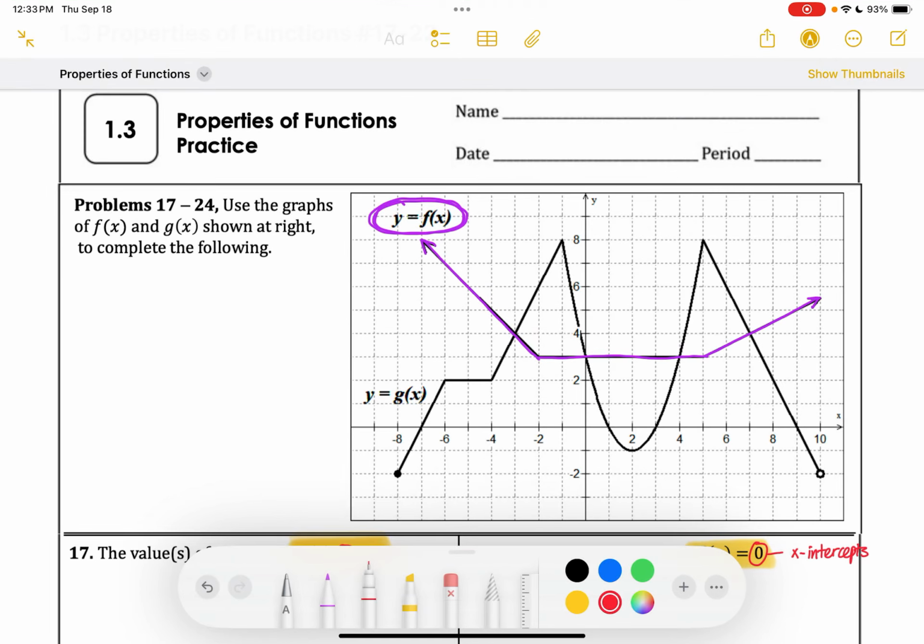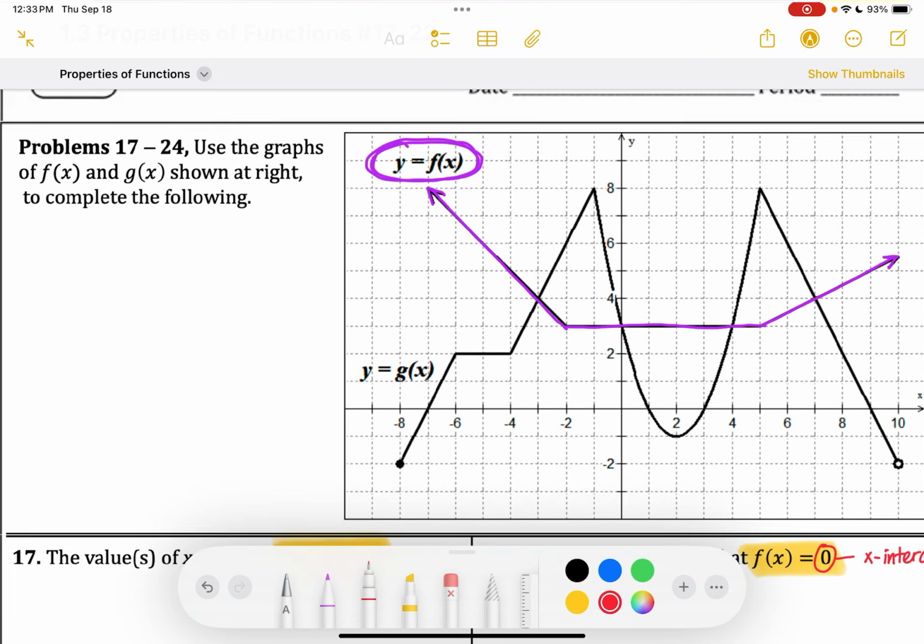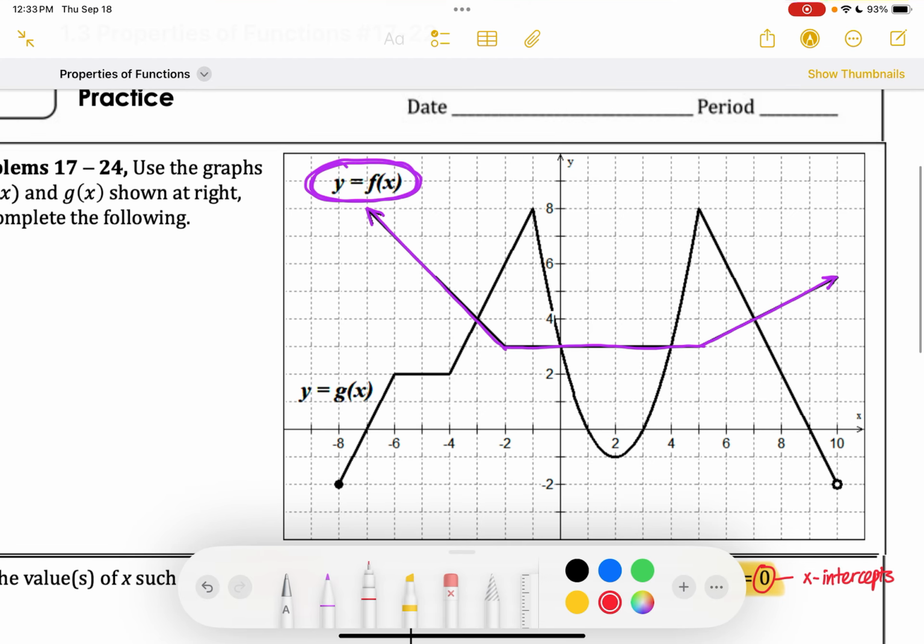Alright, in this video, we're going to talk about the solution of my favorite. When there is a picture, the answer is in the picture. So, number 17 to 24, given two functions, f of x and g of x. Now, remember, I use the purple to indicate the f function, so the black one is the g function.